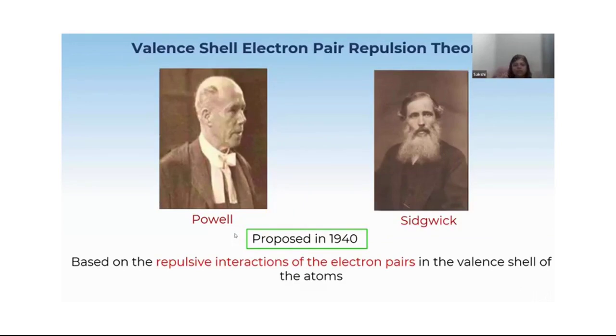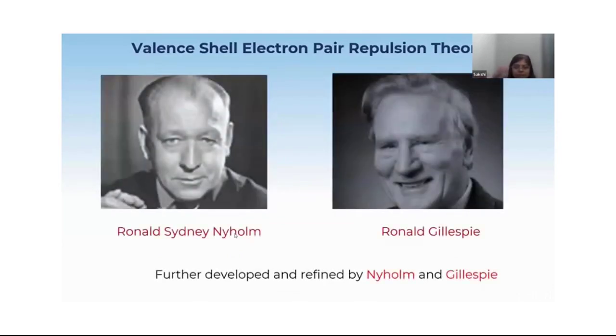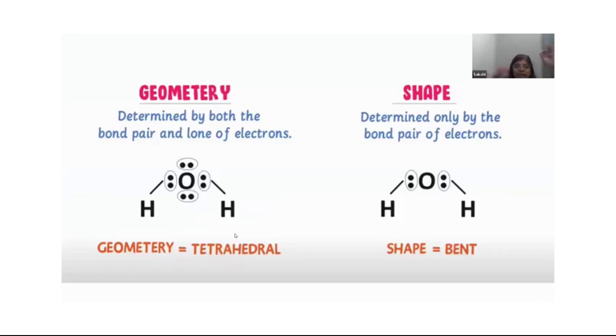So what is the valence shell? As you all know, valence means outermost shell, right? So in the outermost shell, there can be electron pairs. And since electrons are negatively charged, the electron pairs face repulsion. Then two scientists, Ronald Nyholm and Ronald Gillespie, further developed the valence shell electron pair repulsion theory.